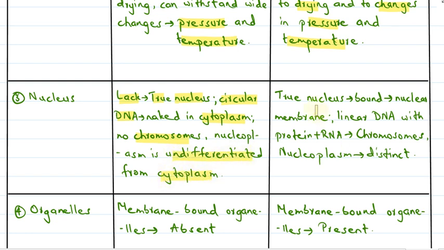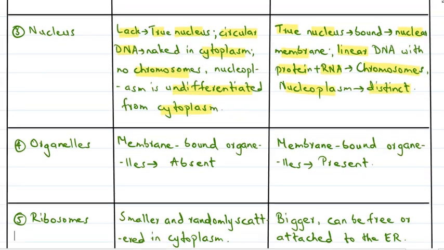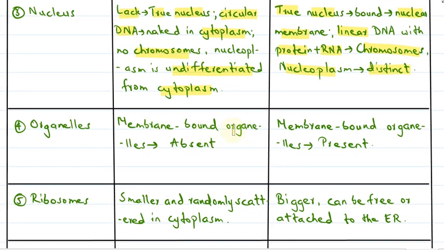Whereas in case of eukaryotic cells, they have true nucleus that is bound by a nuclear membrane. Their DNA is linear, which is complexed with proteins and RNA to form chromosomes. And the nuclear membrane is also present, nucleolus is also present, and the nucleoplasm here is distinct. Then we talked about the organelles. So the membrane bound organelles are absent in case of prokaryotic cells, whereas the membrane bound organelles are present in case of eukaryotic cells.